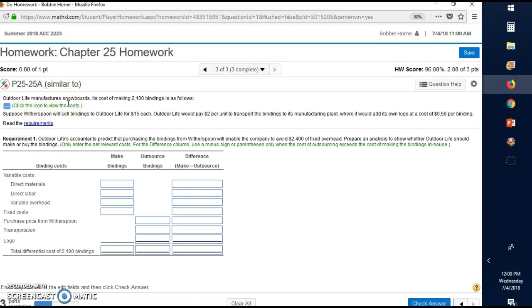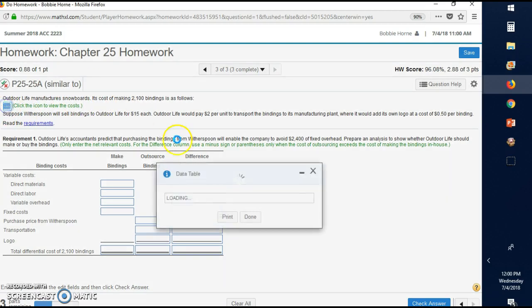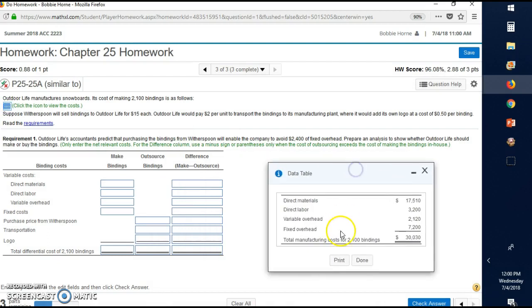They manufacture snowboards, and its cost of making 2,100 bindings are as follows. So this is what it costs to make them themselves. Suppose Witherspoon will sell bindings to Outdoor Life for $15 each, and then Outdoor Life would pay $2 per unit to transport the bindings to its manufacturing plant, where it would add its own logo at a cost of 50 cents per binding. Read the requirements, and we will read requirement 1.